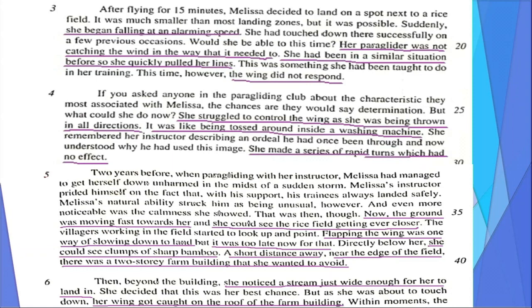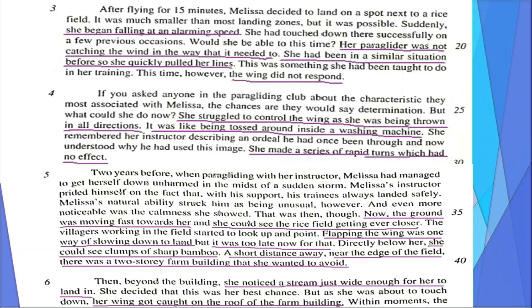This is the text. After flying for 15 minutes, Melissa decided to land on a spot next to a rice field. It was much smaller than most landing zones, but it was possible. Suddenly, she began falling at an alarming speed. So if we remember, we need to find the points on the problems that she had faced when she was paragliding, and also the action that she had done to overcome the problems.